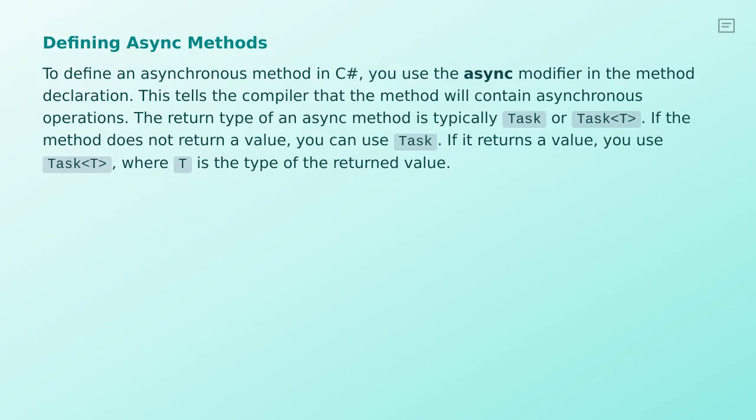Defining async methods. Let's dig in. To define an asynchronous method in C#, you use the async modifier in the method declaration. This tells the compiler that the method will contain asynchronous operations. The return type of an async method is typically Task or Task<T>. If the method doesn't return a value, you can use Task. If it returns a value, you use Task<T>, where T is the type of the returned value.